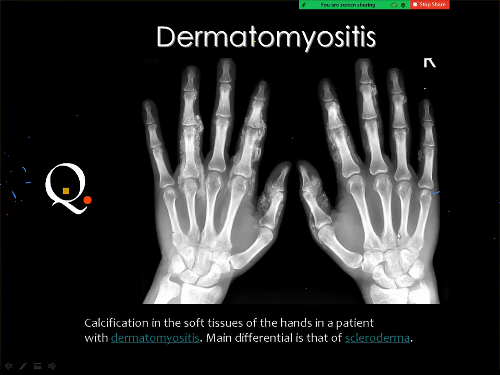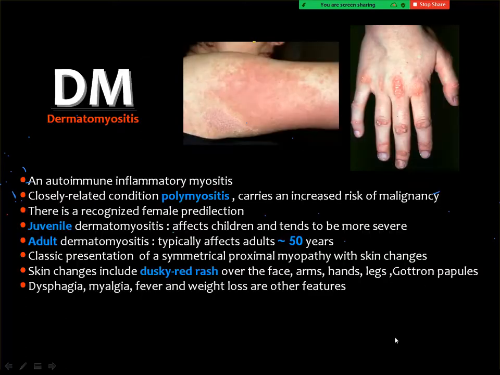The calcium is confined to the subcutaneous area, and the bone density is preserved. The phalangeal tufts are not eroded, and this can differentiate dermatomyositis from scleroderma, of course. Scleroderma is associated with erosive changes of the phalangeal tufts and contractions of the joints.